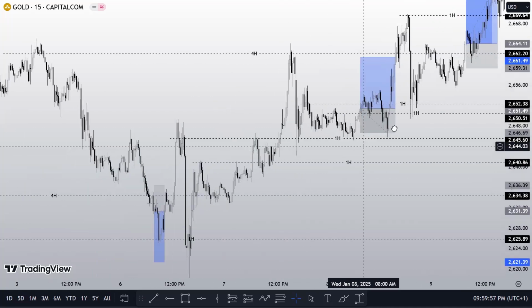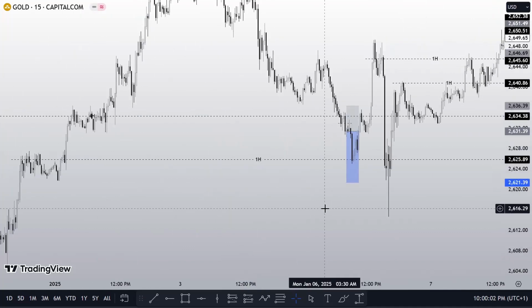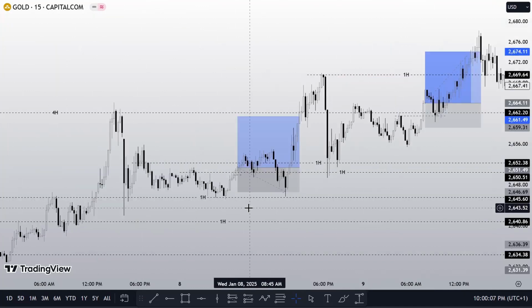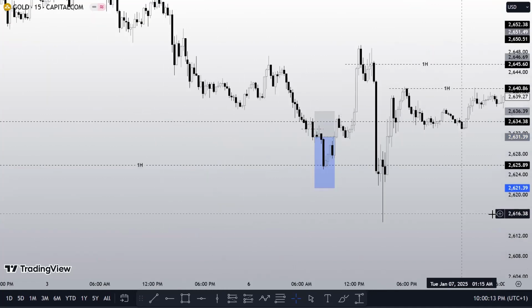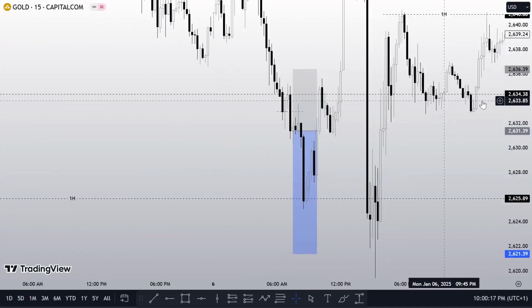So for this week that just finished, I had three particular trades: this first one on Monday, this trade on Wednesday, and this trade on Thursday. Now for the trade I had on Monday, this particular trade right here, some people ask me why I took this trade.